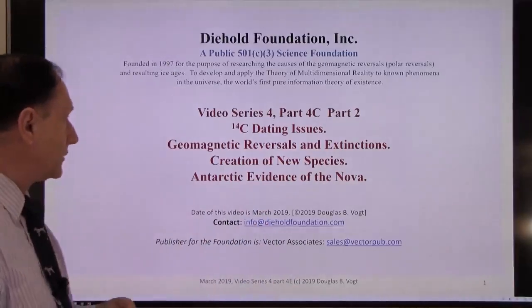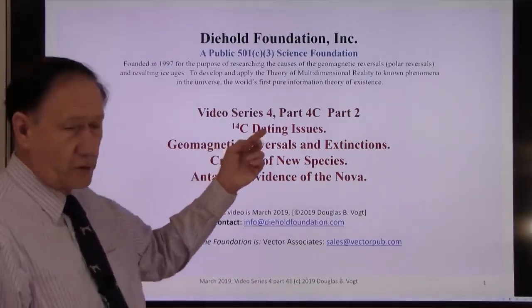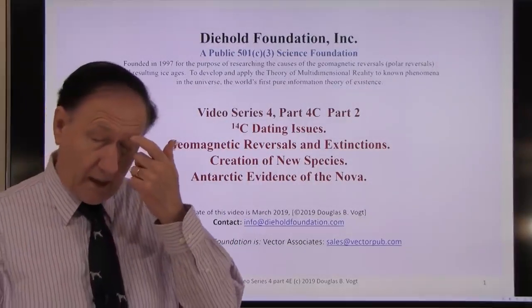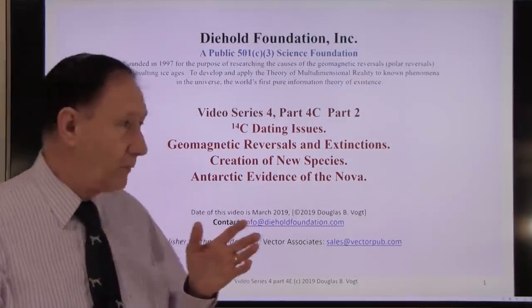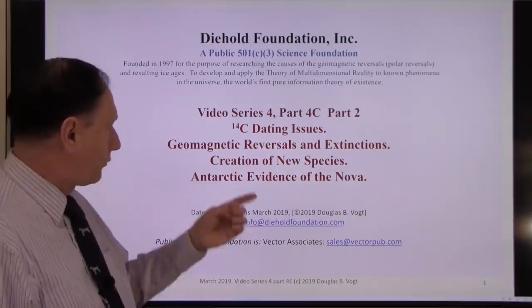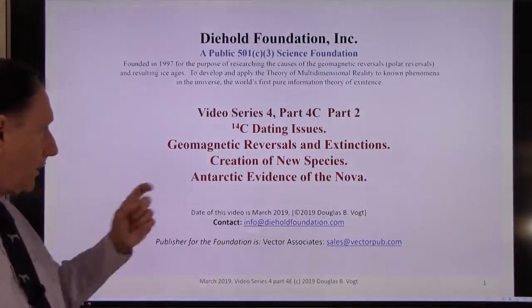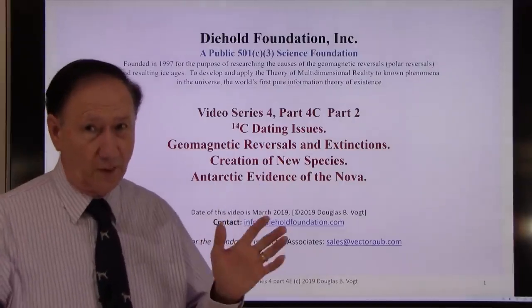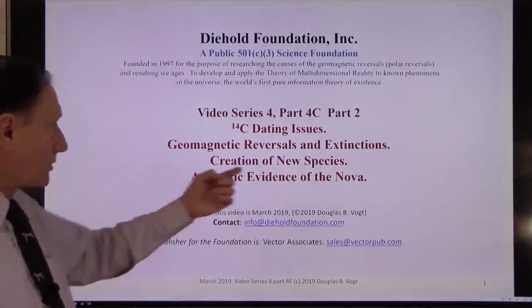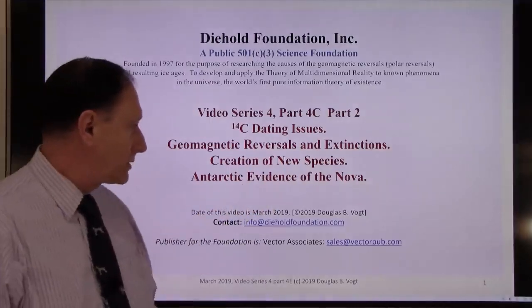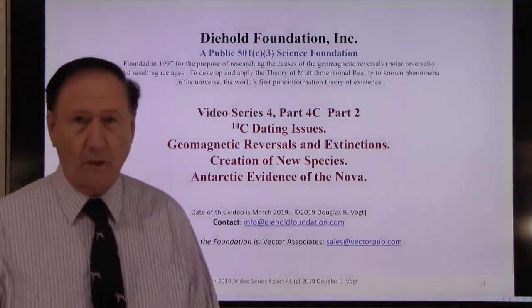Anyway, this video is going to cover the carbon-14 dating issues. There's a couple of things I left out in the previous video, and I'm thinking of redoing parts of it anyway. Geometric reversals and the extinctions, why the two of them are tied together. Creation of new species, you really want to know that one. And then this also ties in with the sun. You'll know why. And Arctic evidence of the nova.